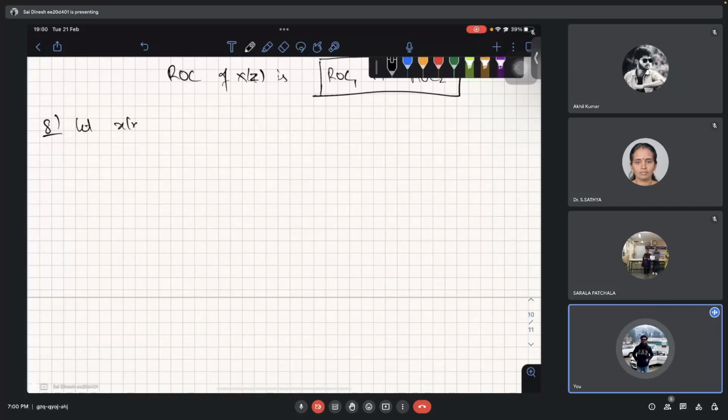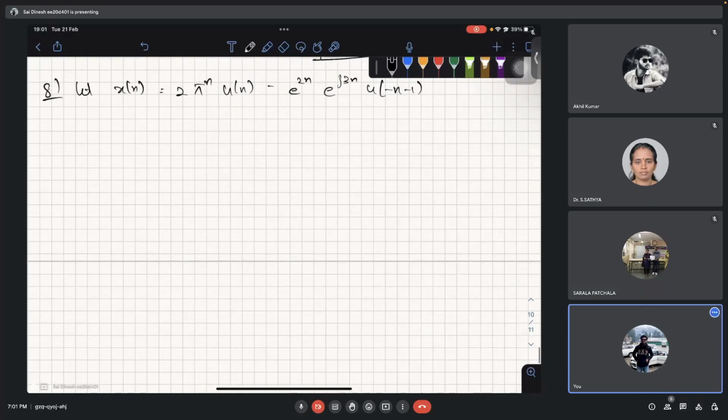Okay, so let x of n is equal to 2 pi power n u of n minus 2 power e power 2n e power j3n u of minus n minus 1, and we need to find the value of z naught for which x of z naught equal to 0.